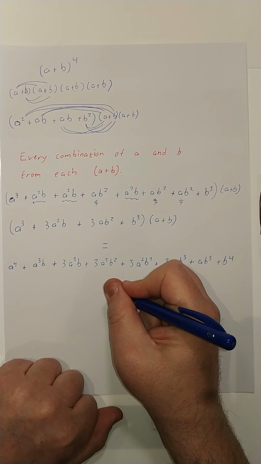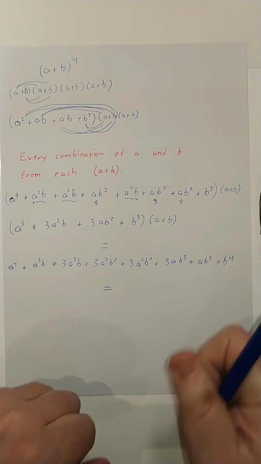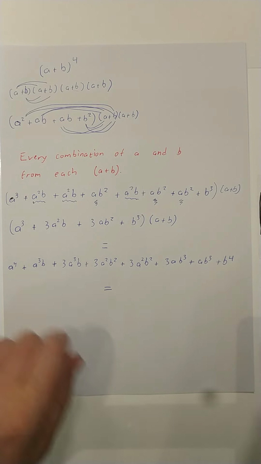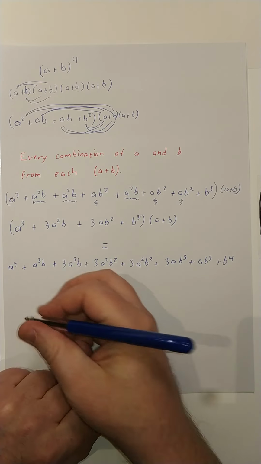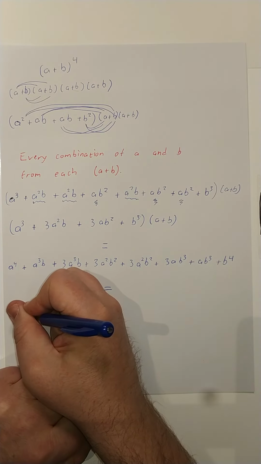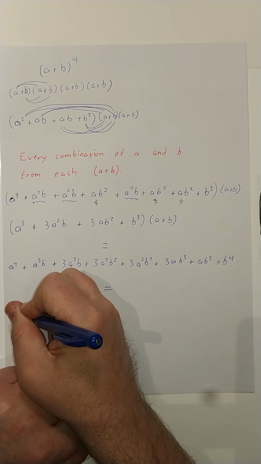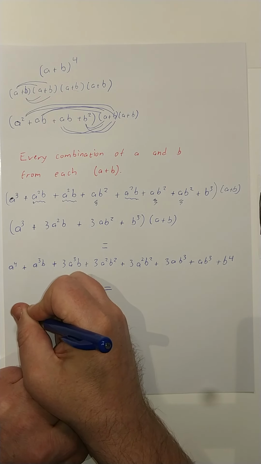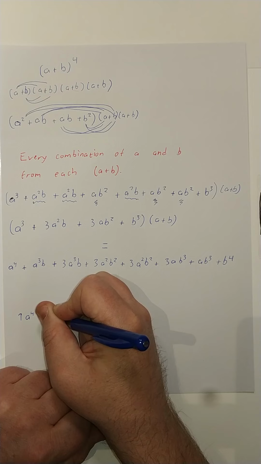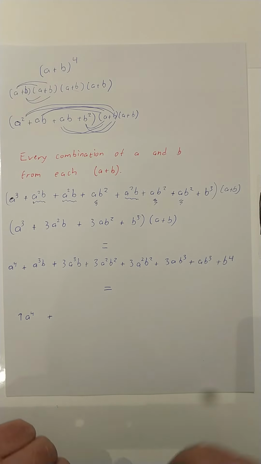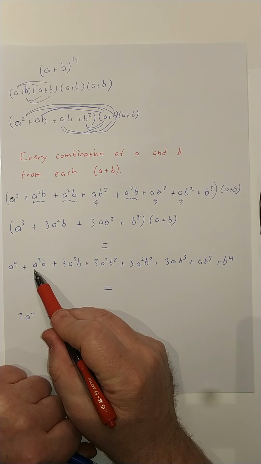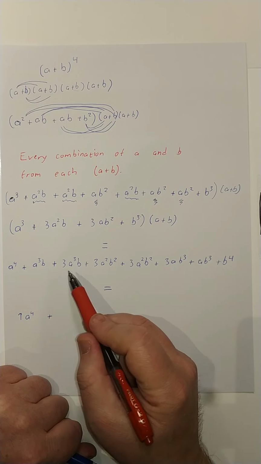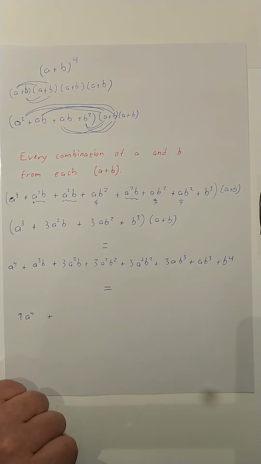So obviously again it's necessary to merge them if we want to have any control of them. And we see we have just one a to the power of 4. I'll actually write that out as 1 a to the 4. And then we have a cubed b plus 3a cubed b, so that's 4 of them.